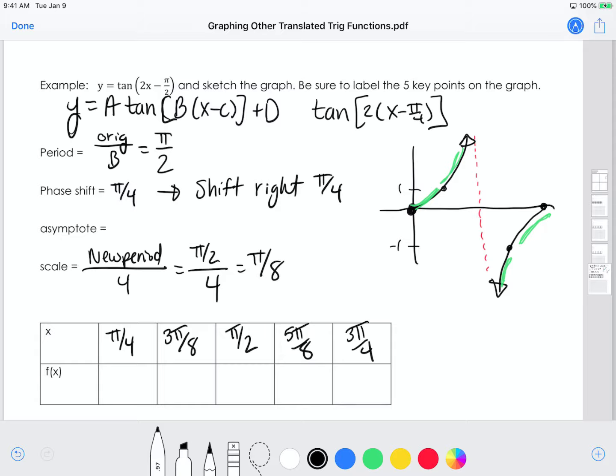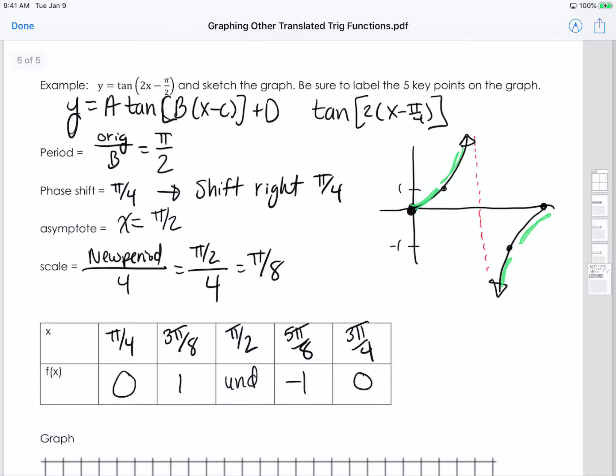So if we look at the first point, since it's not shifted or vertically stretched, our value is still going to start at 0. Our second key point is going to be at 1. Then our next key point is going to be an asymptote, so that's going to be undefined. And then our fourth point is going to be at -1. And then we're going to end at 0 so it can start the cycle again. Okay, so now we have our table filled out. So we can identify that our asymptote is at pi/2.